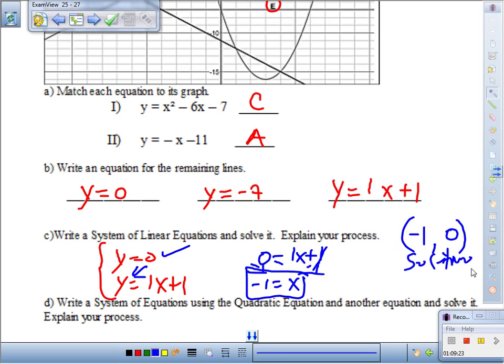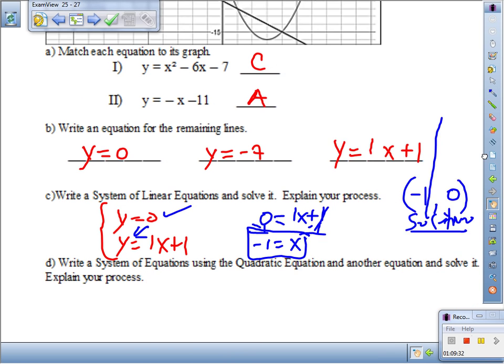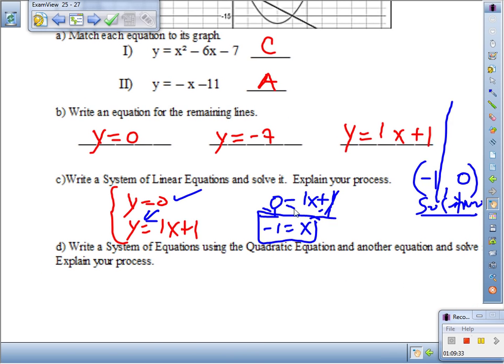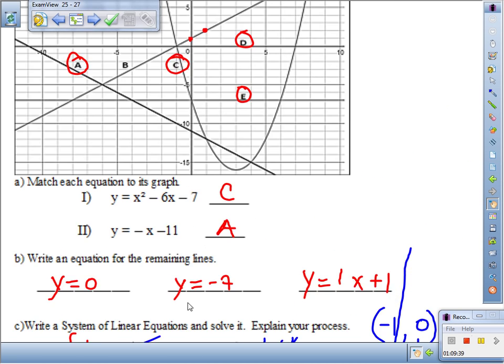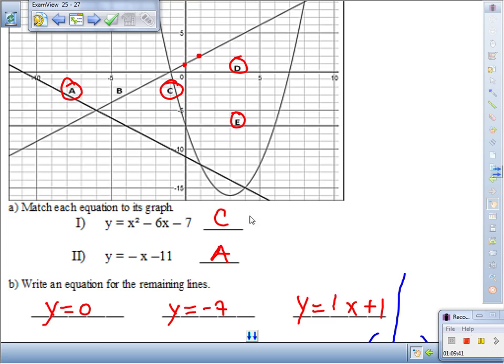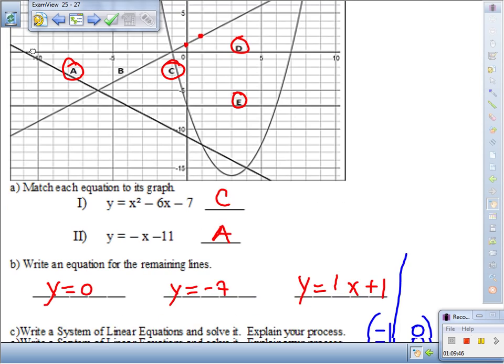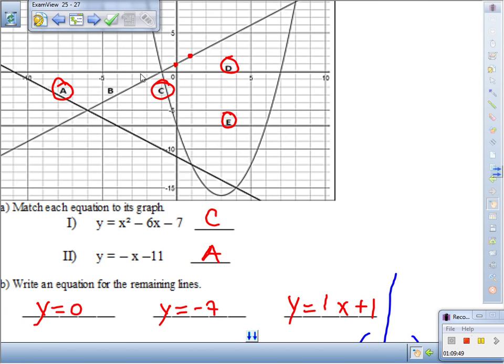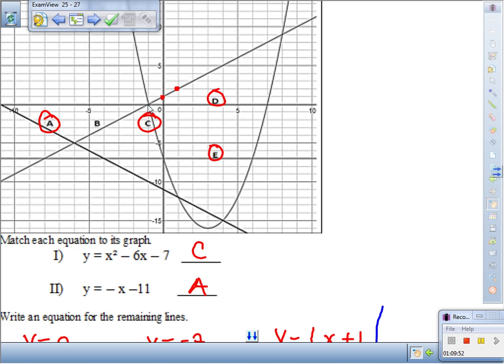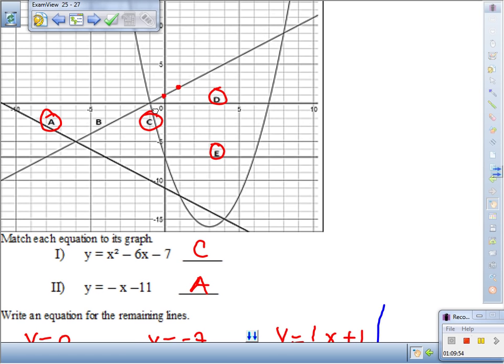Solution. The explanation of the process is your work. I just want to see your work. Let's go to the next one. Now, I showed work here. However, look at these two equations. It's this one and this one. What is the solution? Negative 1, 0. You guys see it here?